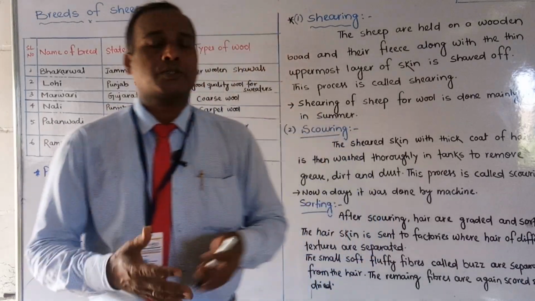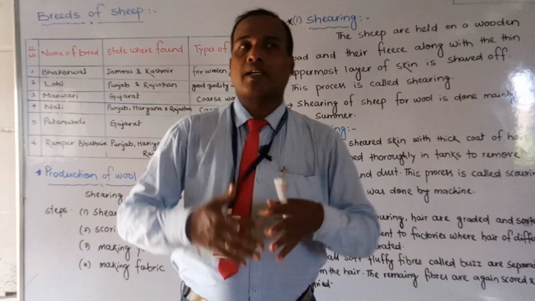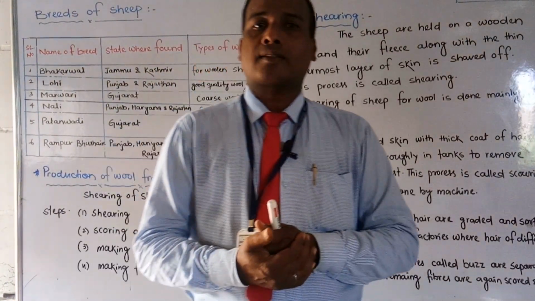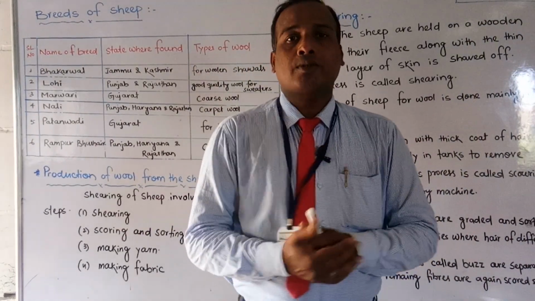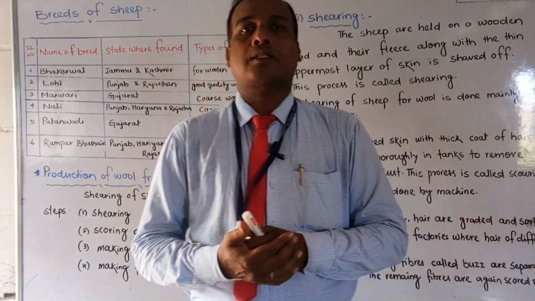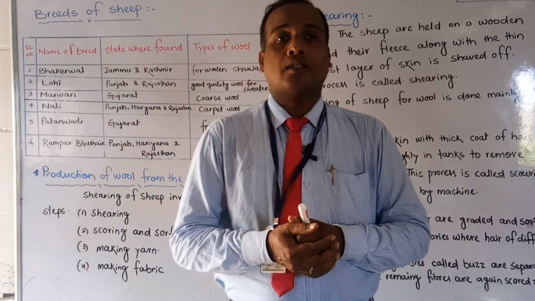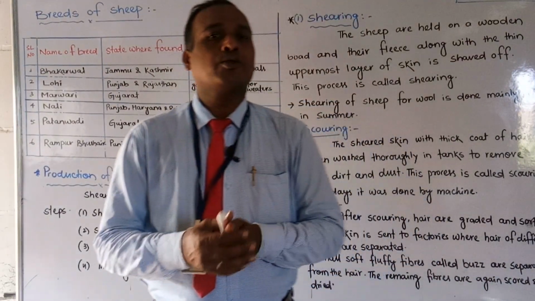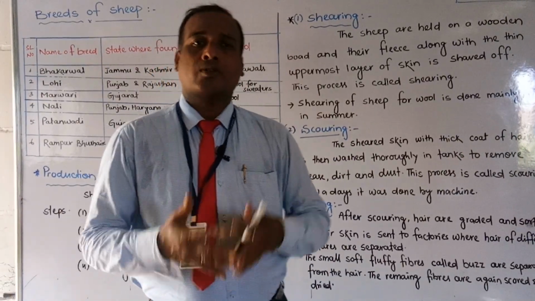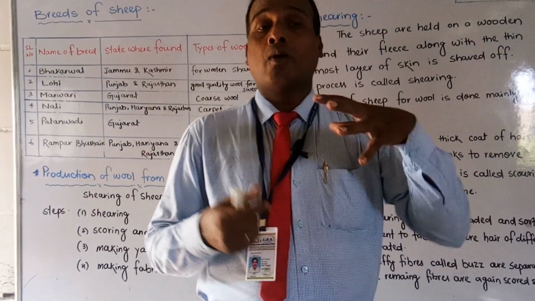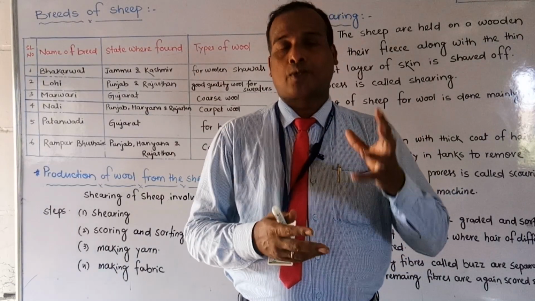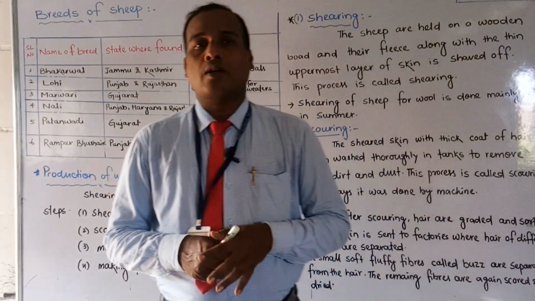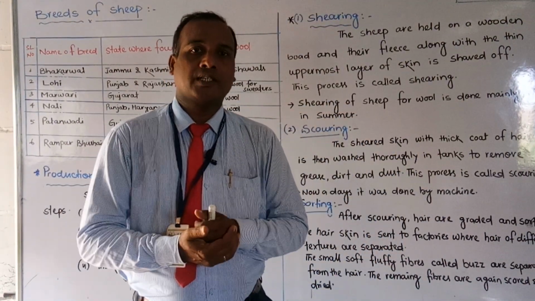When the sheep are ready to give their wool, at that time we have to remove the hair from under the skin, by scissors, by a blade, or nowadays by machines. Students, however we do it, whenever the sheep is ready to give its wool, how will we do it and how will we save it?